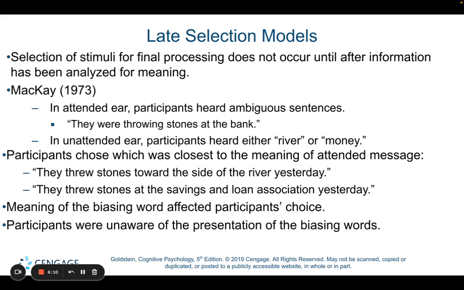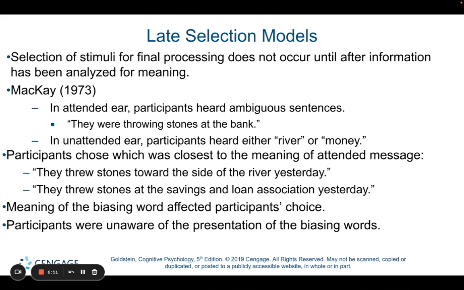And then we have the late selection models. This was done by McKay in 1973, which says that when we attend to stimuli, that final processing doesn't occur until after the message has been analyzed for meaning. So in your attended ear, a participant could hear an ambiguous sentence such as "they were throwing stones at the bank." And in the unattended ear, that person is either going to make meaning for the word river or money, and that is going to determine how they see the sentence. They're going to choose what's closest to their meaning.